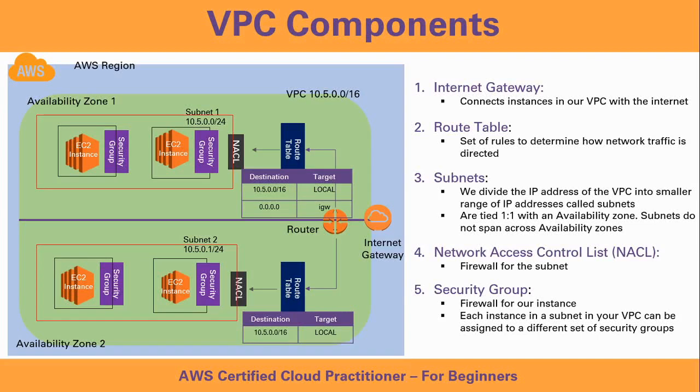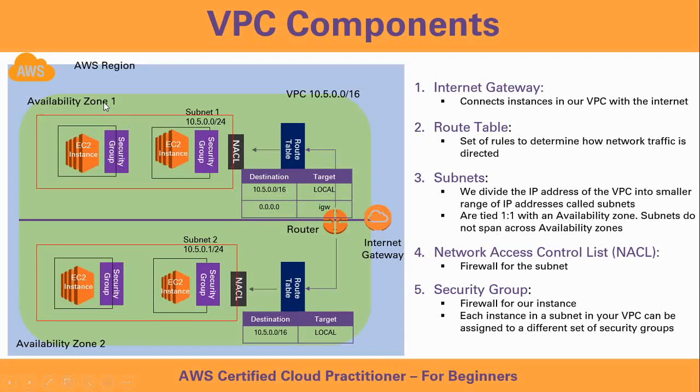The third component of the VPC are the subnets. Now the subnets are basically a division of the full range of the IP addresses contained in the CIDR block of the VPC. We take the CIDR IP address range of the VPC and divide it into smaller parts which are called subnets or subnetworks.